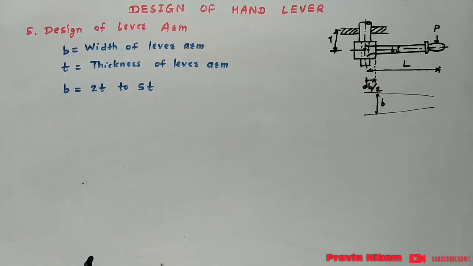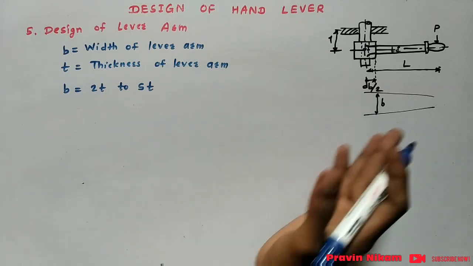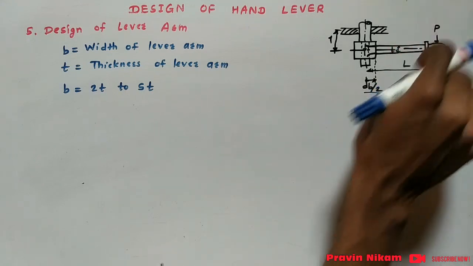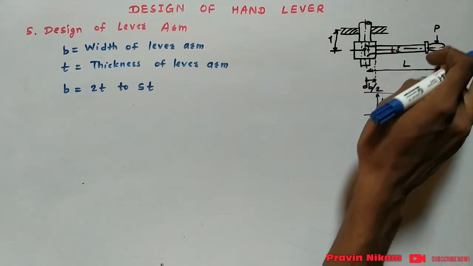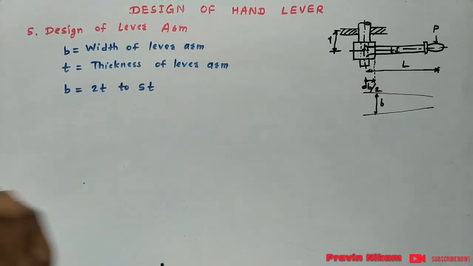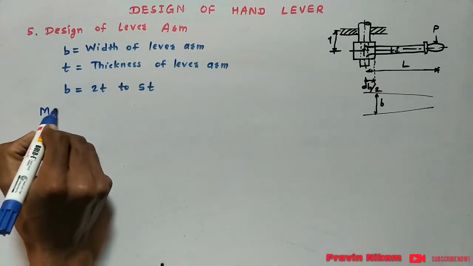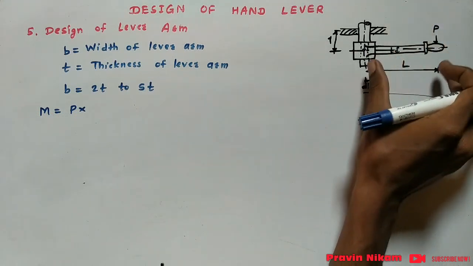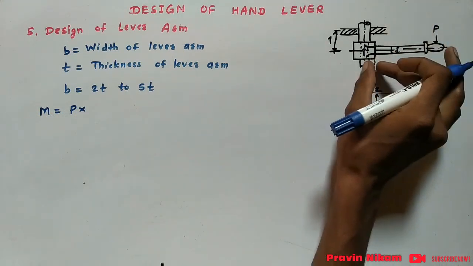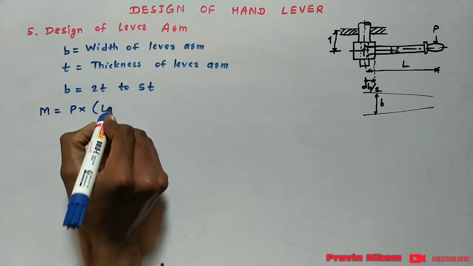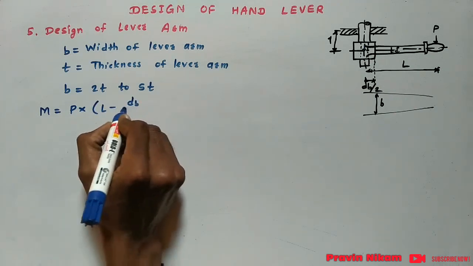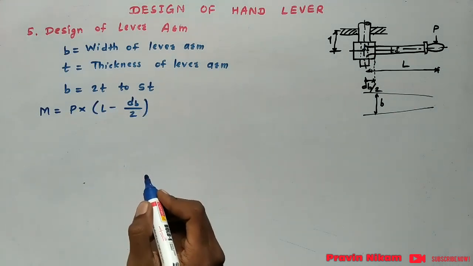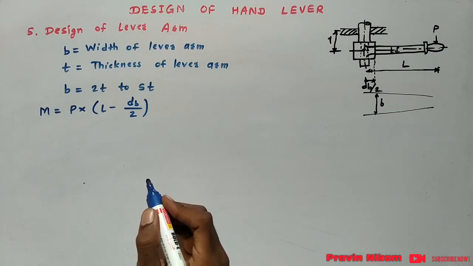Now the lever arm is subjected to bending moment due to this effort applied. So bending moment M is equal to P into L minus dB by 2. So this is the bending moment.